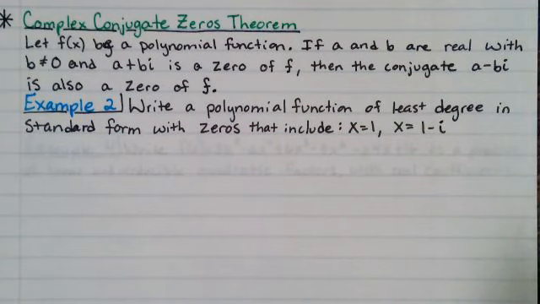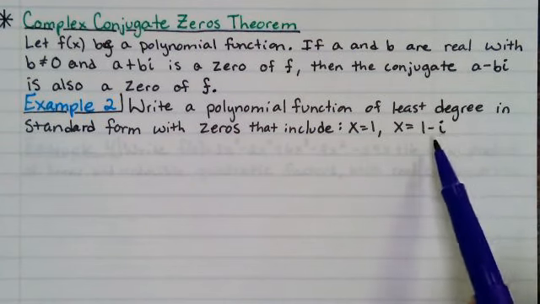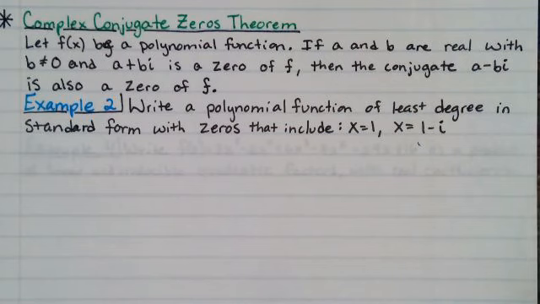So if you look at example 2, it says write a polynomial of least degree, so the smallest degree possible, but that it also reaches these qualifications. It has to have zeros at x equals 1 and x equals 1 minus i. So I do see one complex 0 listed there, but because we know the complex conjugate zeros theorem, we know that this is not the only imaginary 0, sorry. It also will have its conjugate.